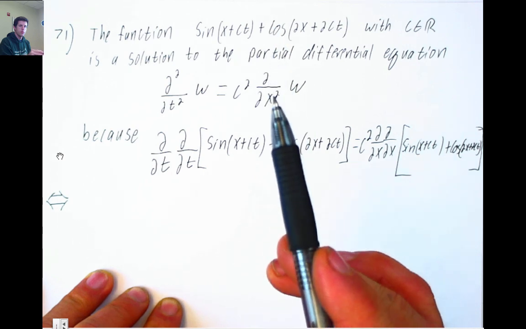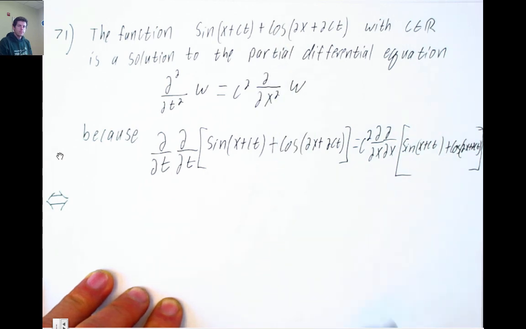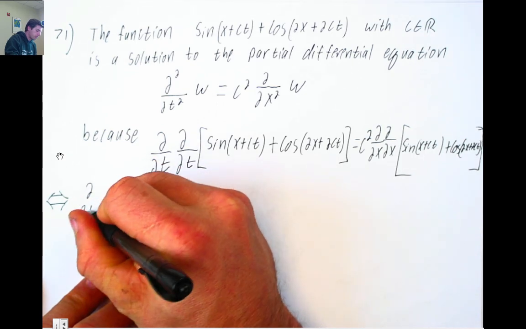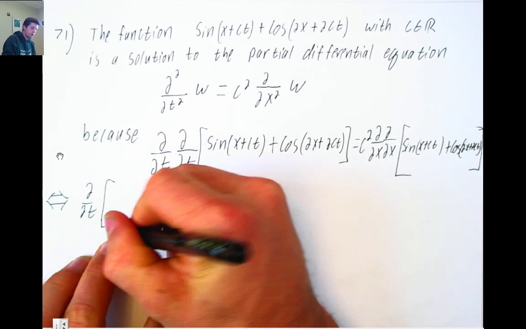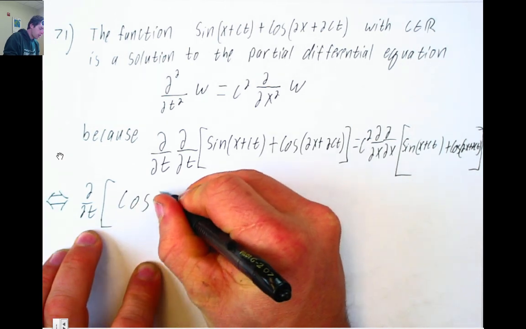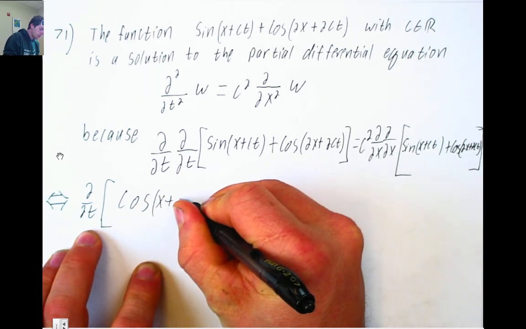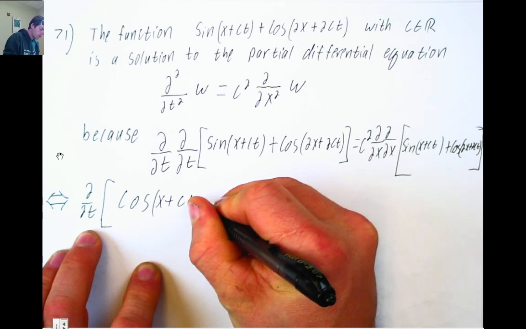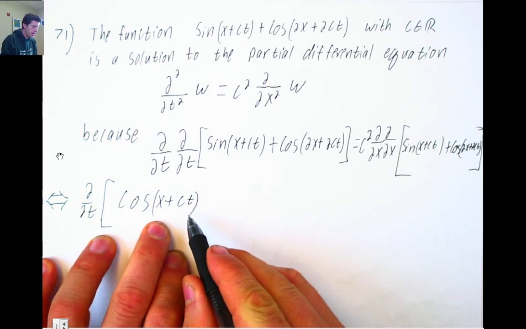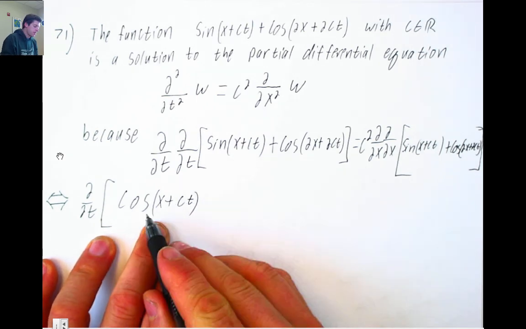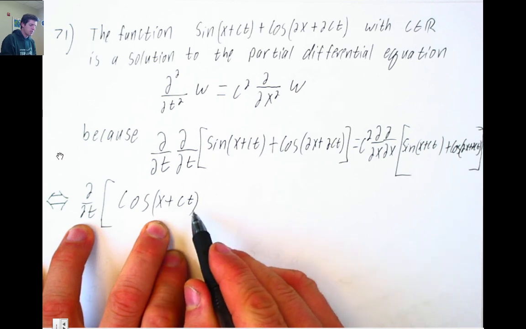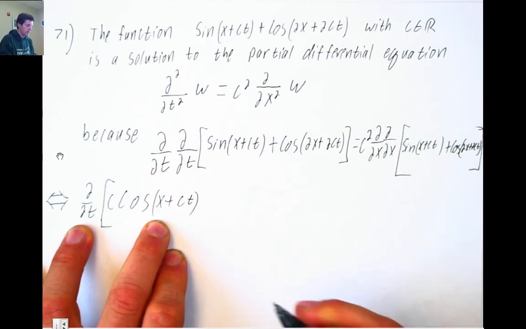Now, I will calculate the first time derivative and leave the other time derivative operator sitting out there. The derivative of sine is cosine, and I also need to use the chain rule. The derivative of sine of something is cosine of something times the derivative of that something. The derivative with respect to t of x plus ct is c.